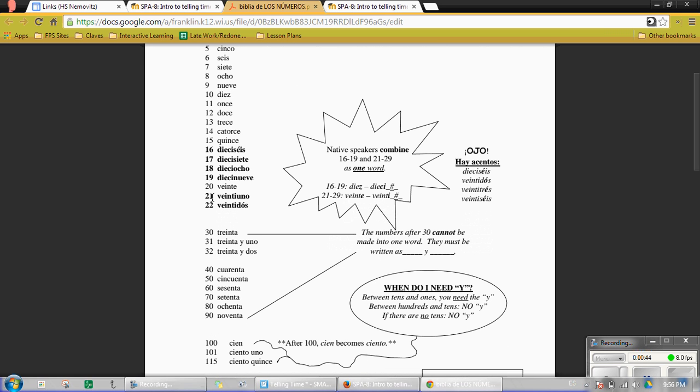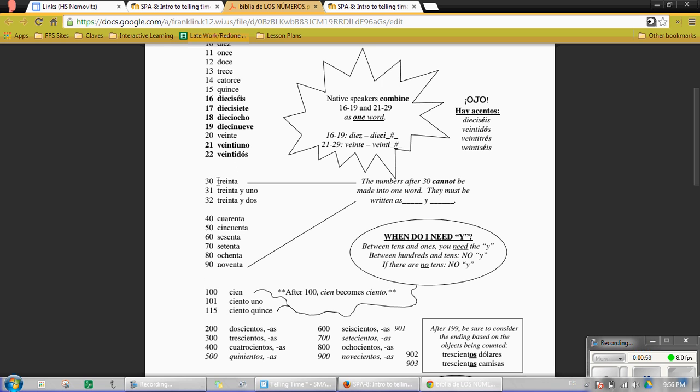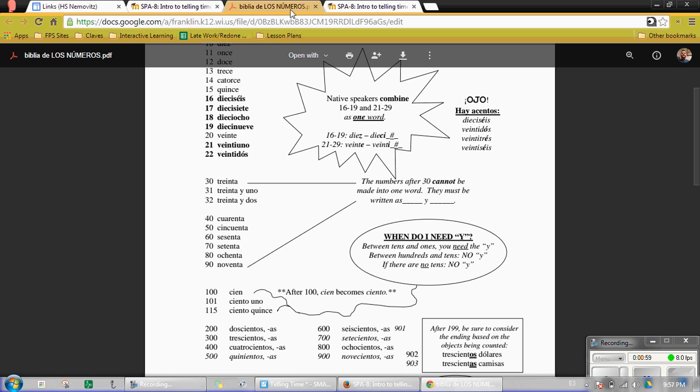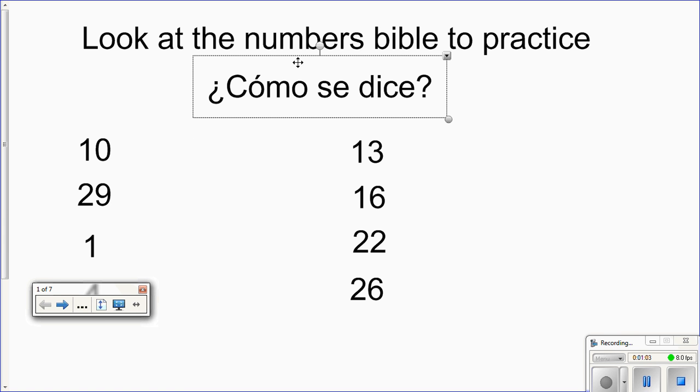And as we move on with our 20s, remember that we're not going to use 20 with a Y, 20y. We're going to use 20 with an I. Everything after our 20s, we're going to start seeing that 30y. So 31, 32. So get accustomed to the Numbers Bible. The next thing I want to do is go over some of these numbers.